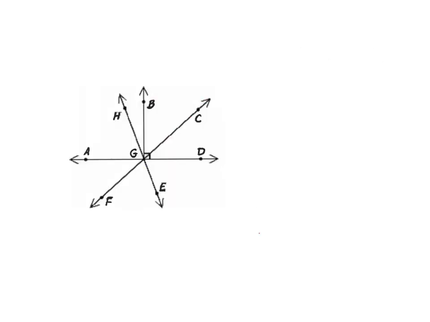So let's try to identify some vertical or opposite angles. First thing I'm looking for is angles that are formed by intersecting lines. So I'm going to find some lines. Here's line CF.